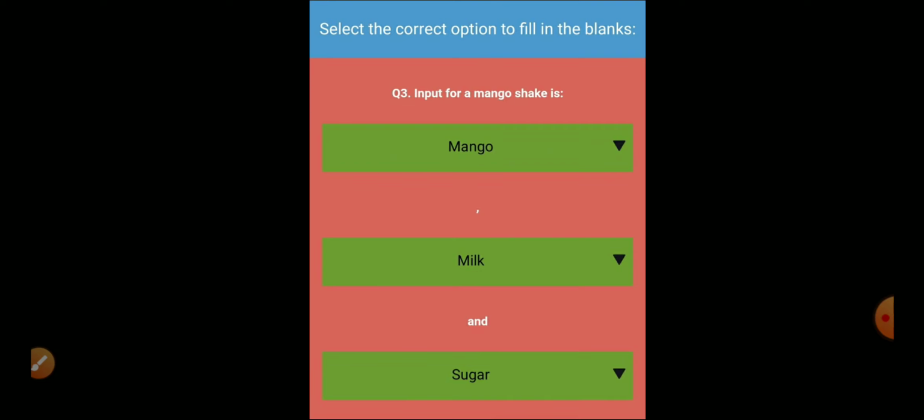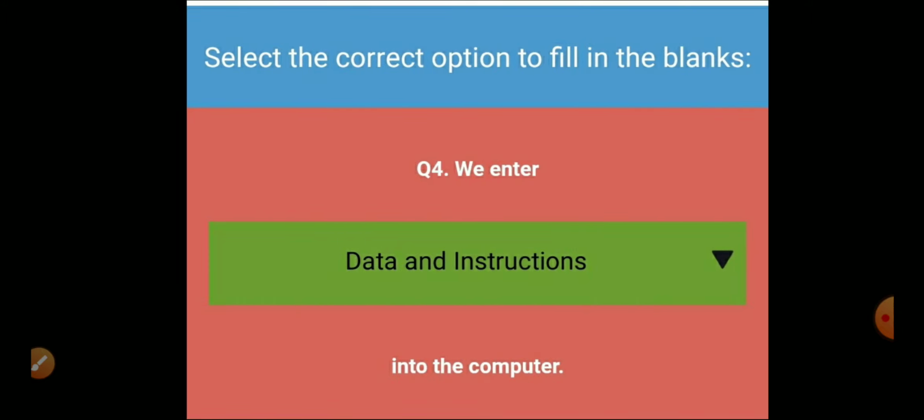Next is input for a mango shake. If we want to make a mango shake, what things we need? First blank mango, second blank milk, and third blank sugar. Next is we enter dash into the computer. What do we enter in the computer? Data and instructions.